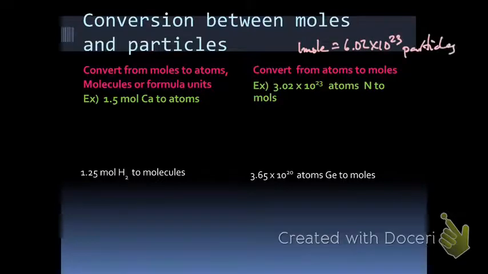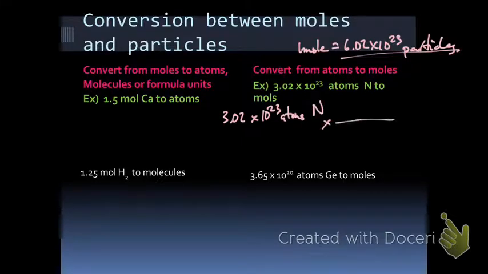Use Avogadro's number equals 1 mole. So let's say I start with 3.02 times 10 to the 23rd atoms of nitrogen. Well, now I'm going to put the particles on the bottom. In this case, the particles are atoms. And then 1 mole of nitrogen.